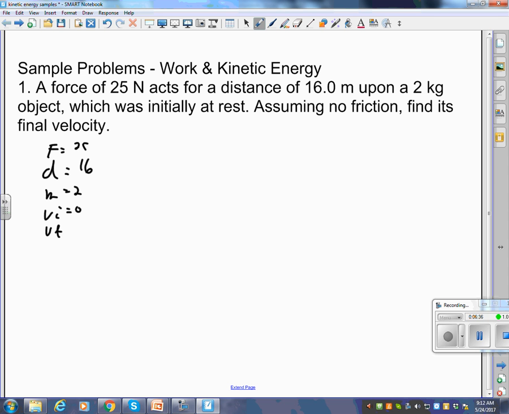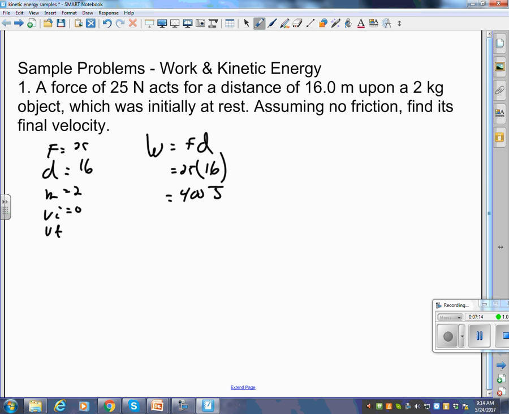Okay, so what I was saying was you will find a lot of these questions are sort of like kinematics and dynamics questions, but you approach them from a kinetic energy standpoint. Okay? So you see we have an F and a D, right? So I can find what? I can find the work, F times D, 25 times 16, which is 400 joules. So I've done 400 joules of work.